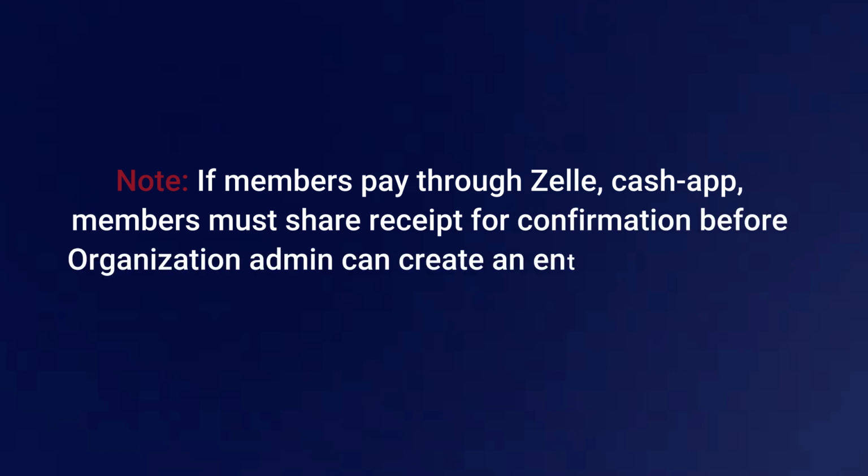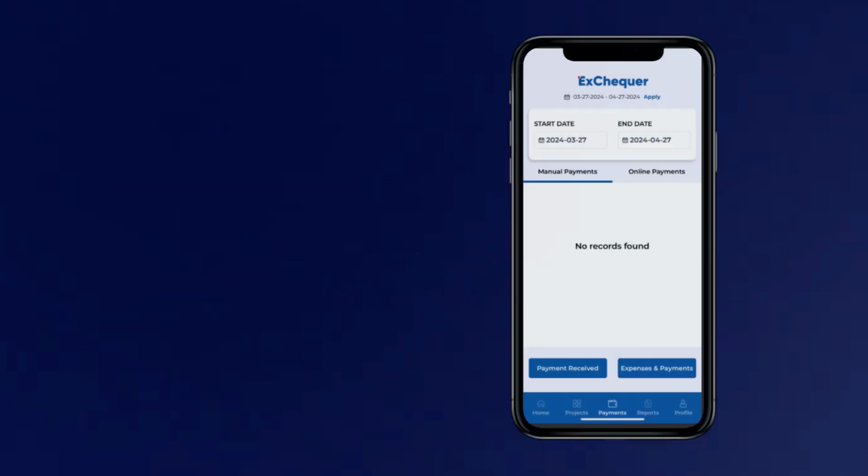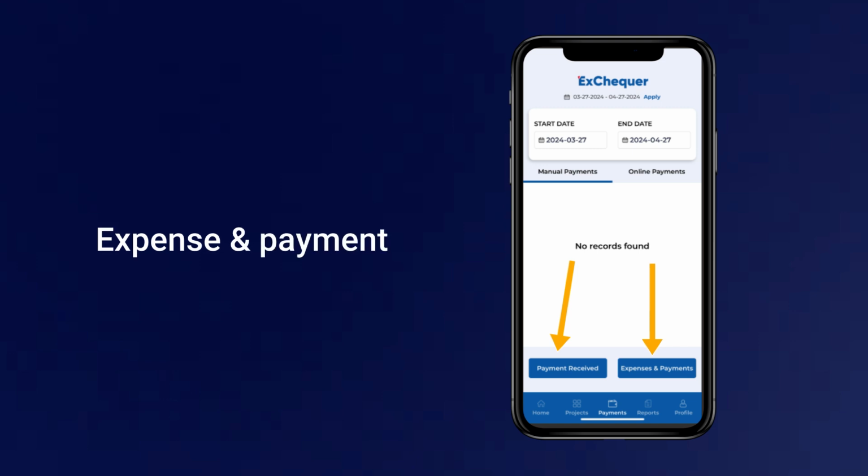Note that if members pay directly into the organization account through Zelle or Cash App, members must share the receipt for confirmation before the organization admin can create an entry. Payment will automatically reflect on the organization balance. 10. Use Payment Received to create all entries for payments received by the organization from members and advanced dues. 11. Use Expense and Payment for all expenditure made by the organization.